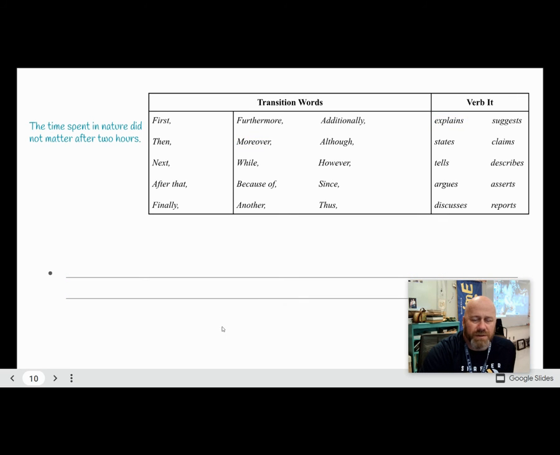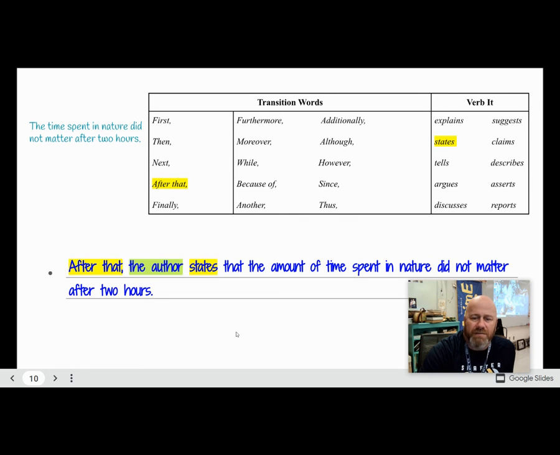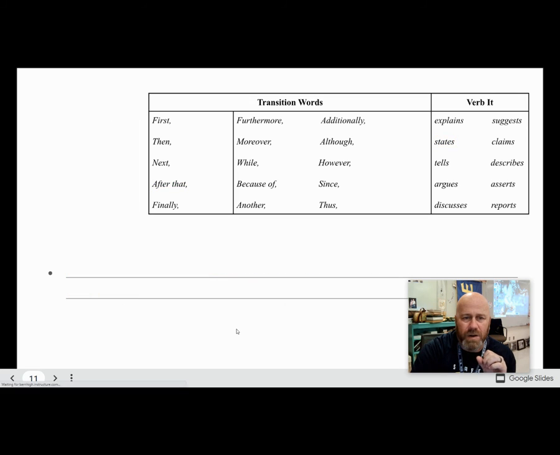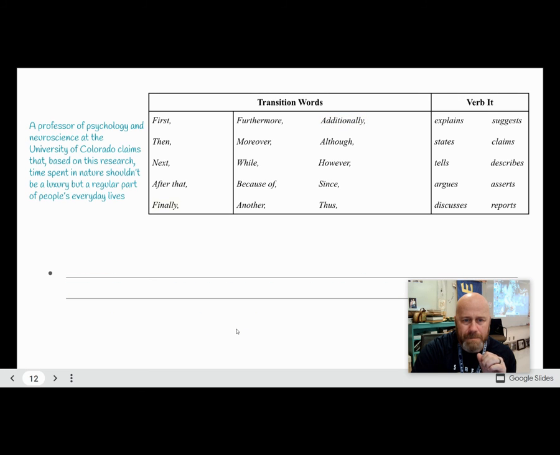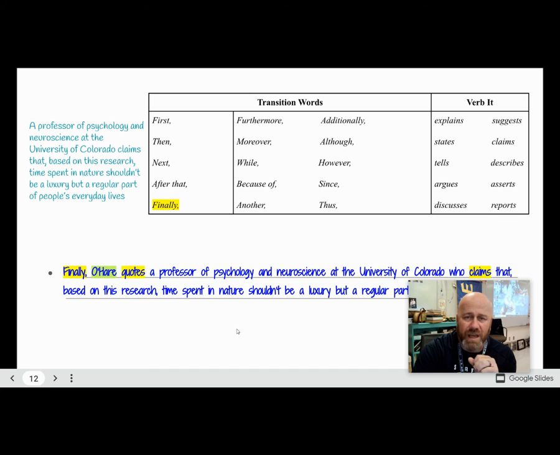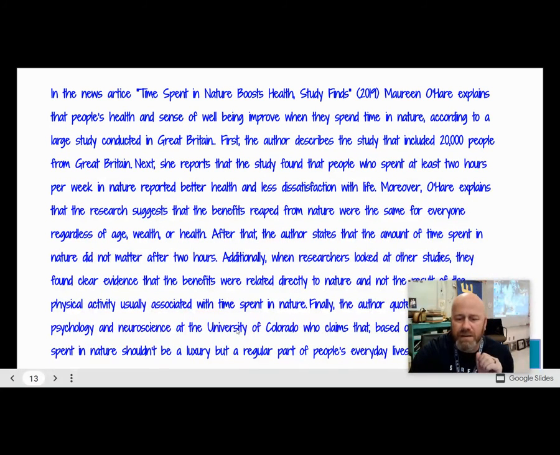Okay, we're going to kind of cruise through these. I'm not going to do them all. The time spent in nature did not matter after 2 hours. Okay, what are they going to do here? After that, and states. After that, the author states that the amount of time spent in nature did not matter after 2 hours. Okay, you guys should be getting the process here, the pattern. So I'm not going to go through every single one of these. If you want to look at each example, you can. You have a link to the slideshow. Keep in mind, I am making sure that you're not copying word for word.